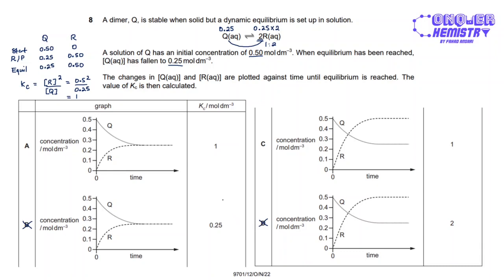Now for the graphs, you can see that Q starts at 0.5, which is correct over here, but it has to fall down to 0.25, and that's exactly what it does. It falls down to 0.25. But for R, it's supposed to start at 0, okay? And it's supposed to end at 0.5 over here. It is ending at 0.25, which is less than the 0.5 moles per cubic decimeter we need at equilibrium. So option A is out and option C is in. All right, you can see that the curve for R ends at 0.5 mole per cubic decimeter. That's exactly what we need.